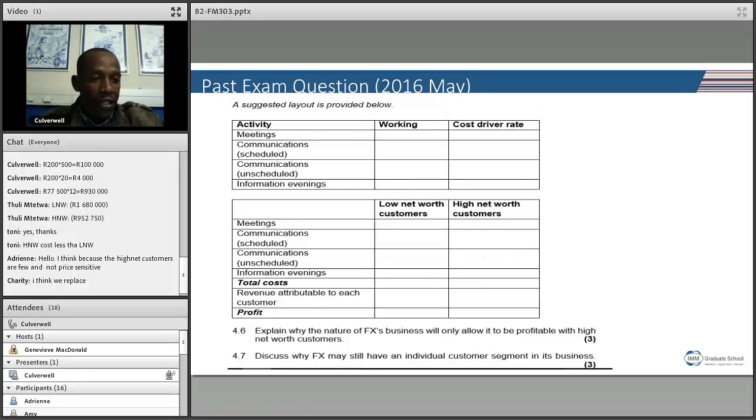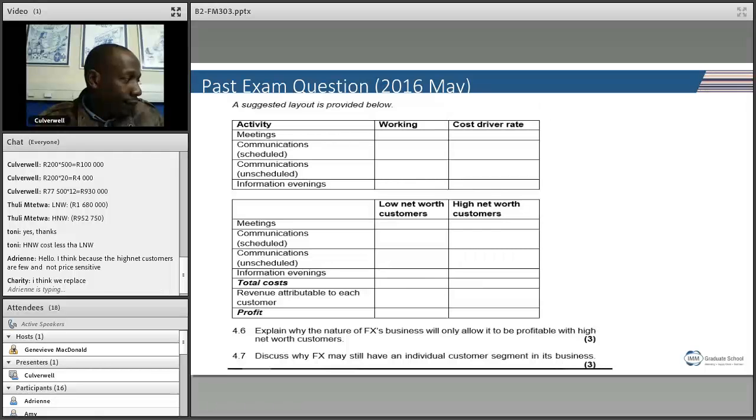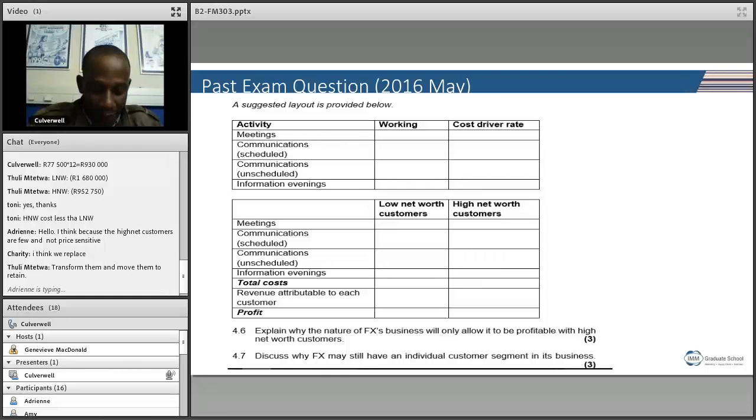Charity is typing, you hear what she says, and then I'll be in a position to tell you what's going on, and then we move. I'm not sure if it's also network with Charity. Oh, there she goes. Charity says, I think we should replace. Okay.